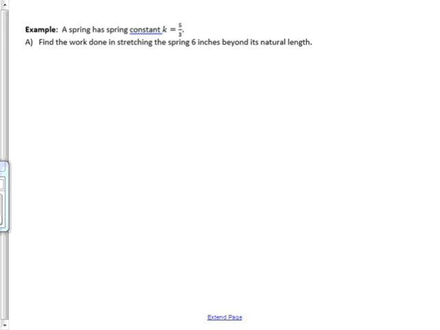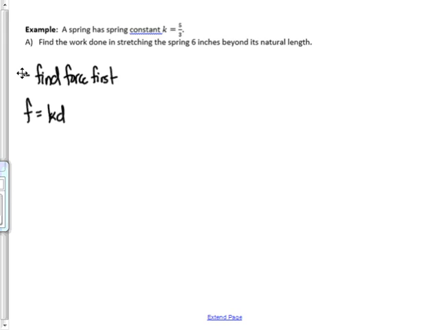All right, so the first one: a spring has constant K equals 5/3. Find the work done in stretching the spring 6 inches beyond its natural length. Above this example, I gave y'all Hooke's Law and what it says, and we're going to use that here. So what we have to do is find the force first. F equals K times D. That was Hooke's Law.